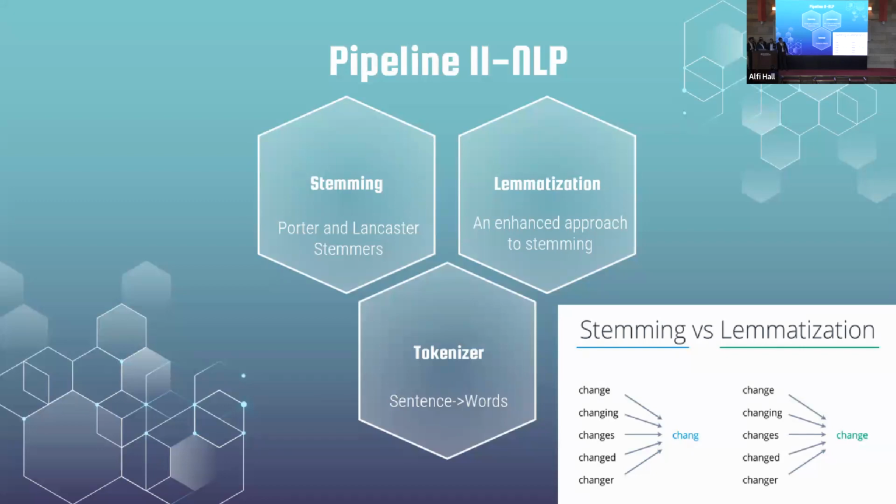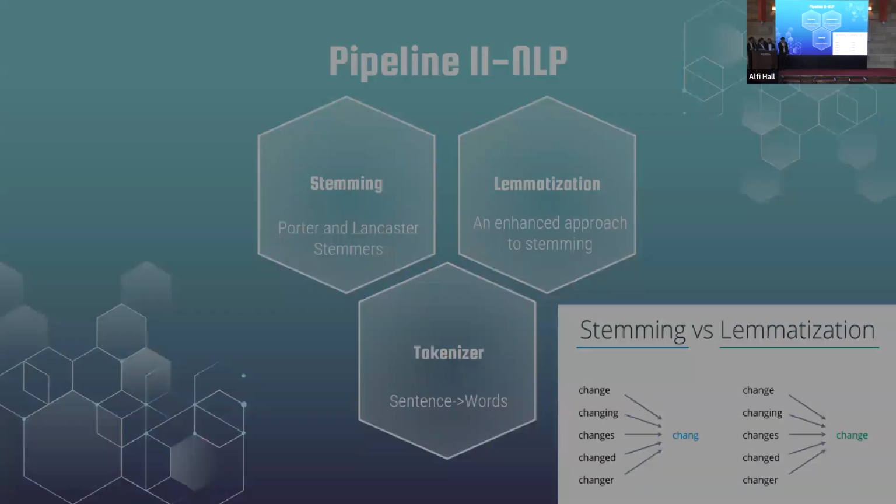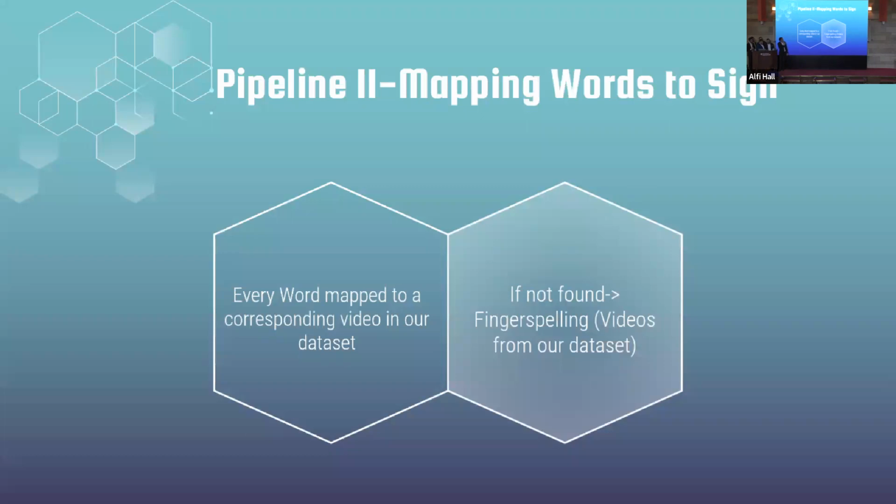And finally, we use a tokenizer to divide the sentence into words so that each word is then mapped to a corresponding sign. The final step is to map the words to a specific sign. So if the word is present in our database, it's mapped to its corresponding video in a dataset. If it's not a name of a city or a person, there's a corresponding video for it by our unified signer. And if it's not found, then it means it's a name of a city or a place or a country. Then it's fingerspelled using alphabets that are also present in our database using a unified signer.